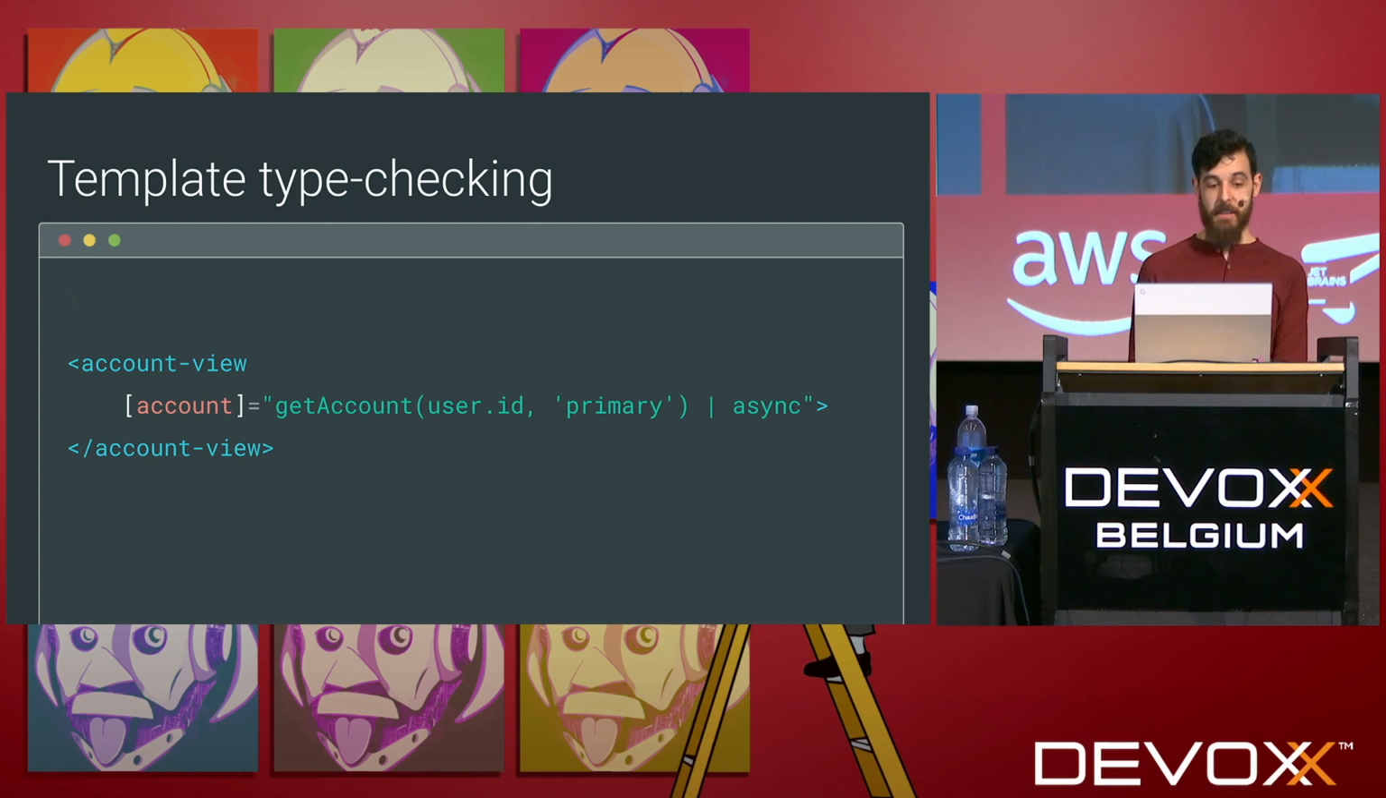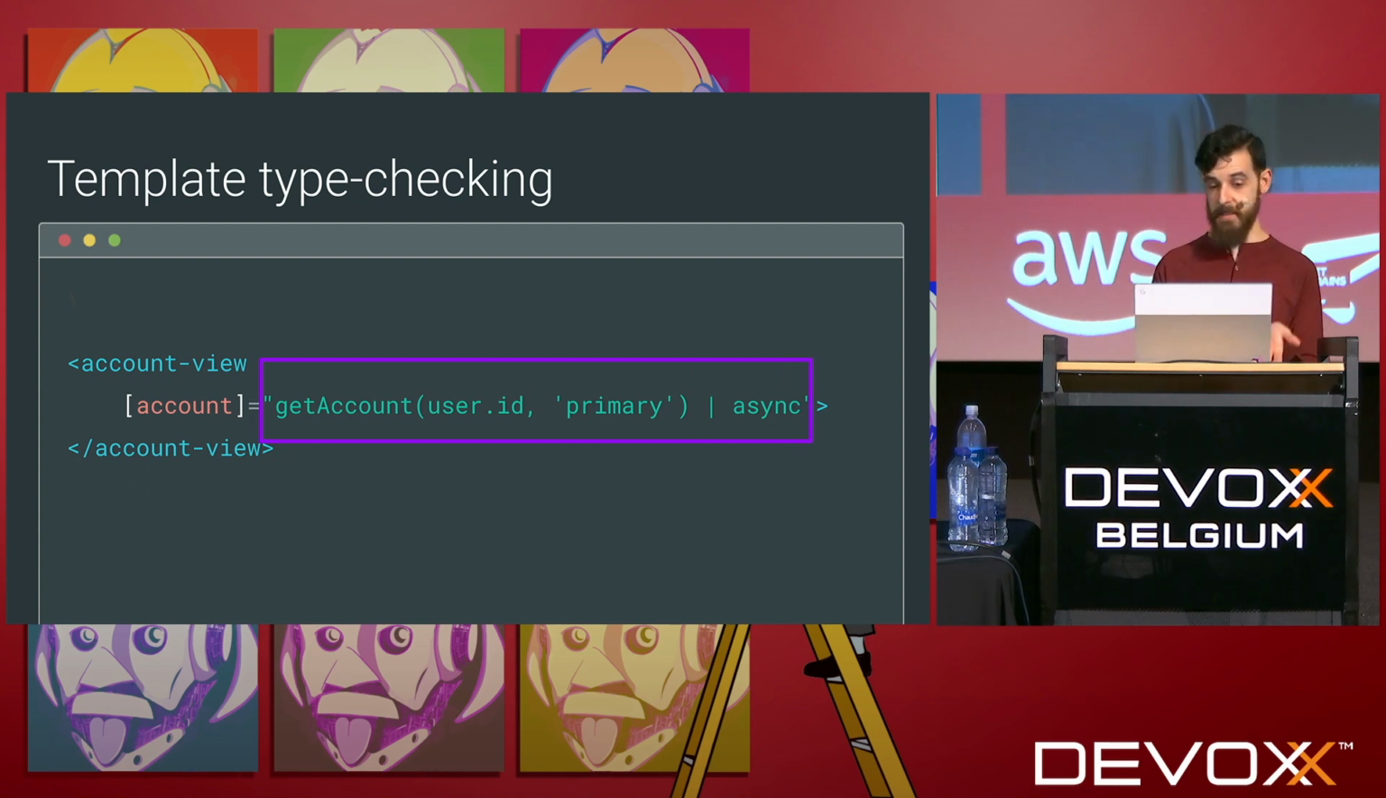Another part of what the Angular compiler is doing is template type checking, and this is where that DTS file kind of comes in as well. And we've got a pretty complex expression here, and a lot could go wrong with it as we're authoring this template. So we could take a quick look through just to get an idea of what could go wrong with this expression. So first, we have this account view element. So we have to make sure account view is an actual component that exists and that has an input called account. We have to make sure that this getAccount function exists and that it takes 2 arguments of the appropriate type.